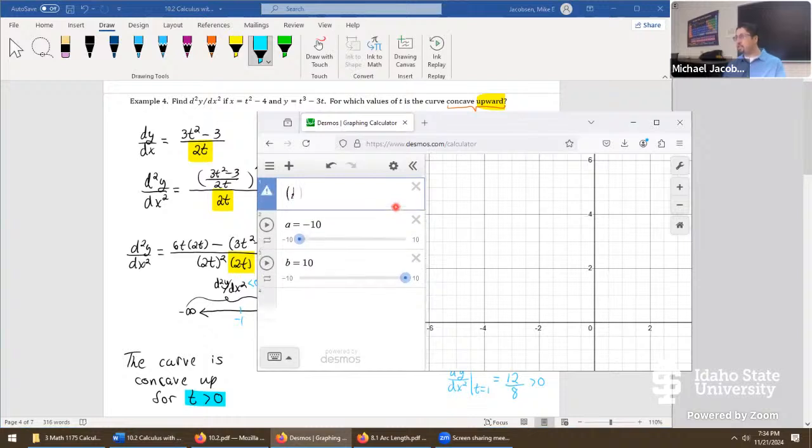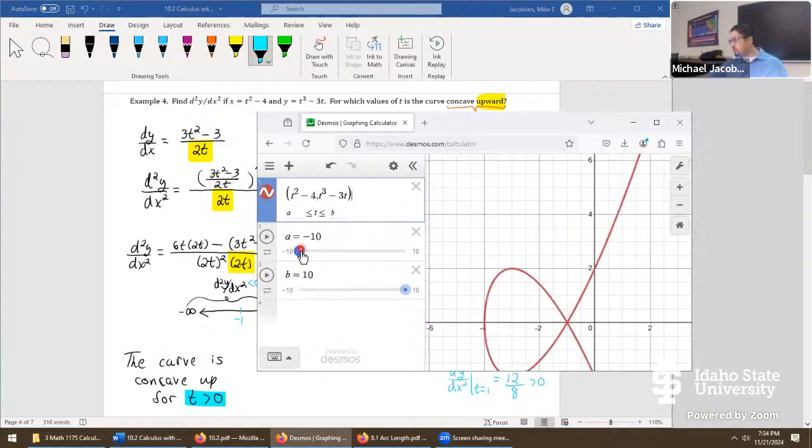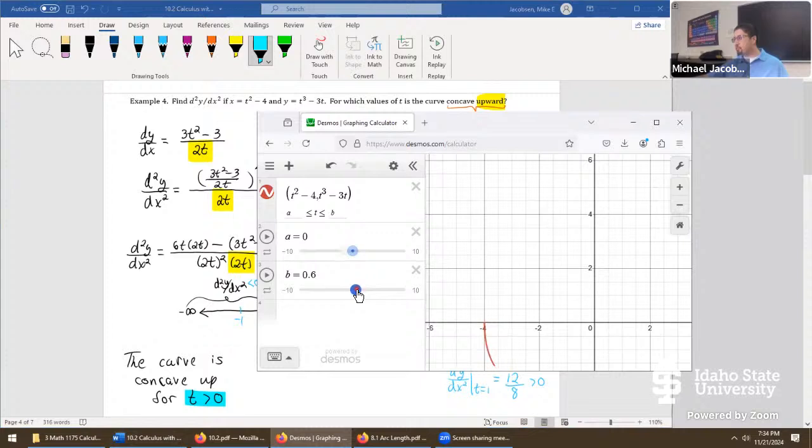So it starts off with t squared minus 4, then t cubed minus 3t. And let's see here. We want to see what happens with the parameter when it's bigger than 0. That means we need to move the lower value all the way to 0. There we go. Bring this one down to 0. We said it's concave up for parameter bigger than 0. So the curve needs to be above its tangents. Let's write it in.